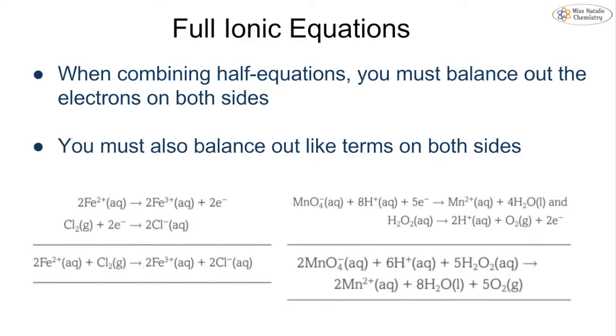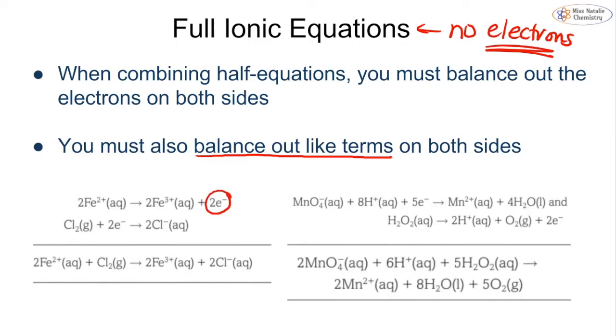It is all a case of balance, and we have to balance out all like terms. The one thing that you do not ever want in a full ionic equation is electrons. Electrons are the thing that dictate how you balance these. So if we look here, we've got Fe2+ giving us Fe3+ and 2 electrons, with chlorine plus 2 electrons giving us chloride ions. We have got 2 electrons on either side of the arrow.